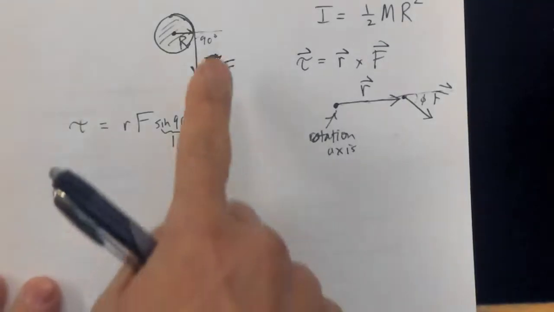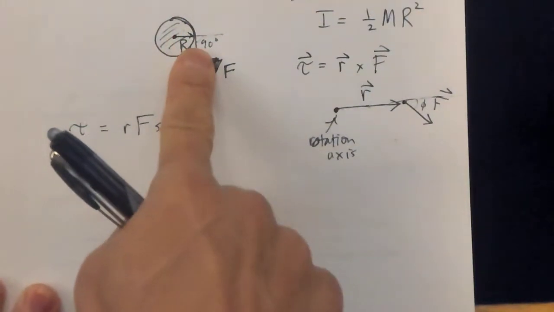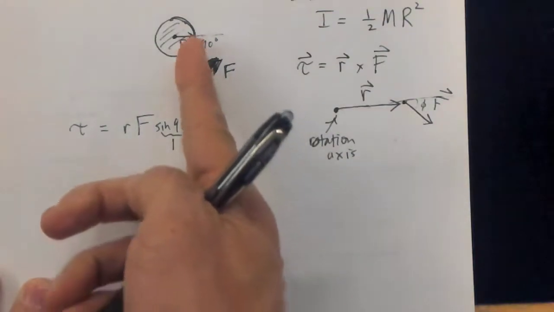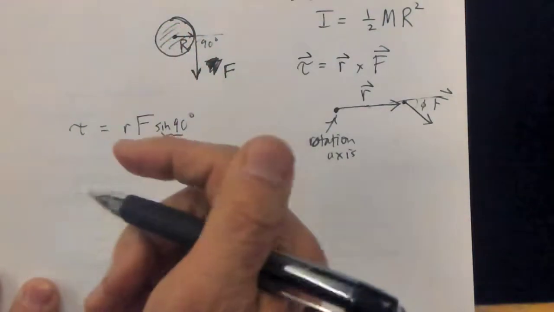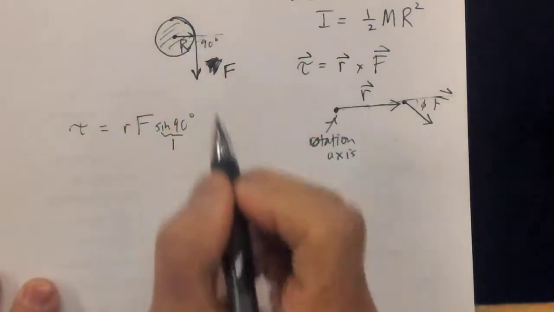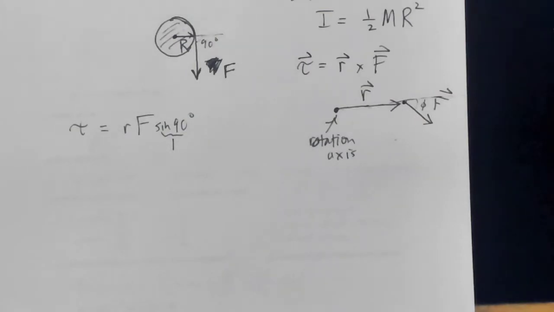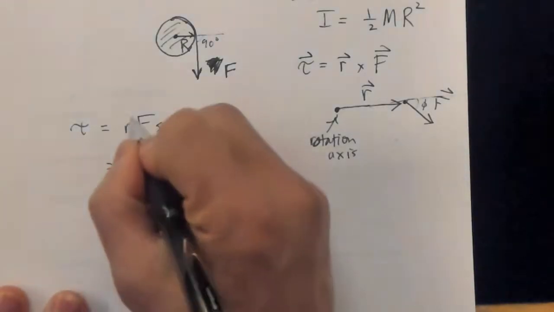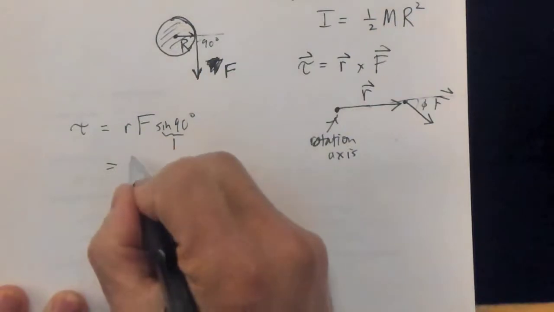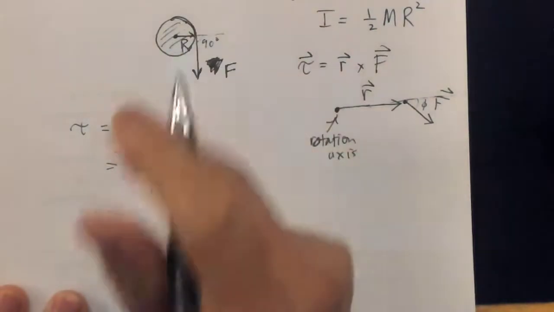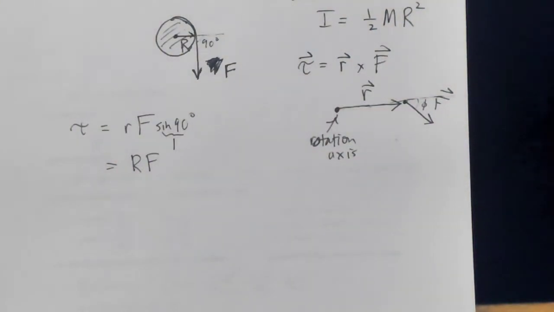What's nice about little pulleys or cylinders like this is the force will be perpendicular to the radial vector coming from the center. There'll be a nice 90-degree angle. So I call it a small r, but let's just call it capital R because that's what I labeled the radius as. So it'll be capital R times F.